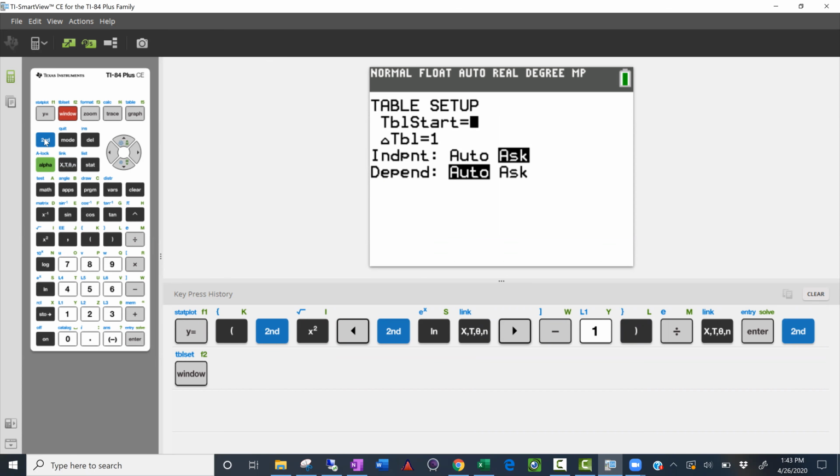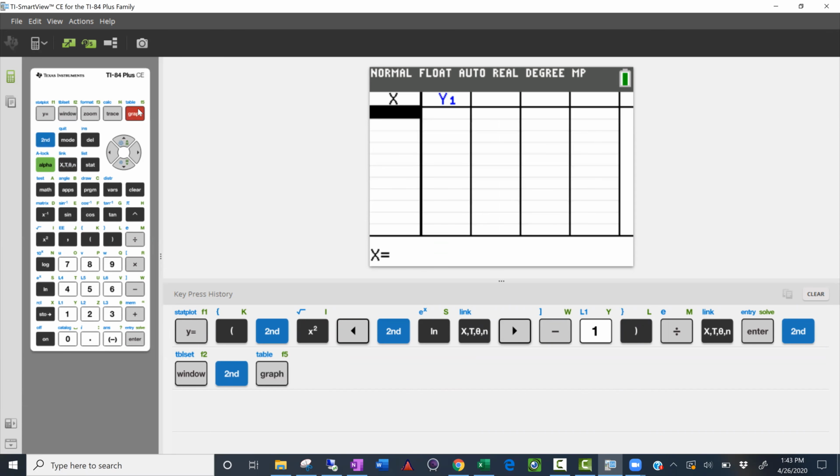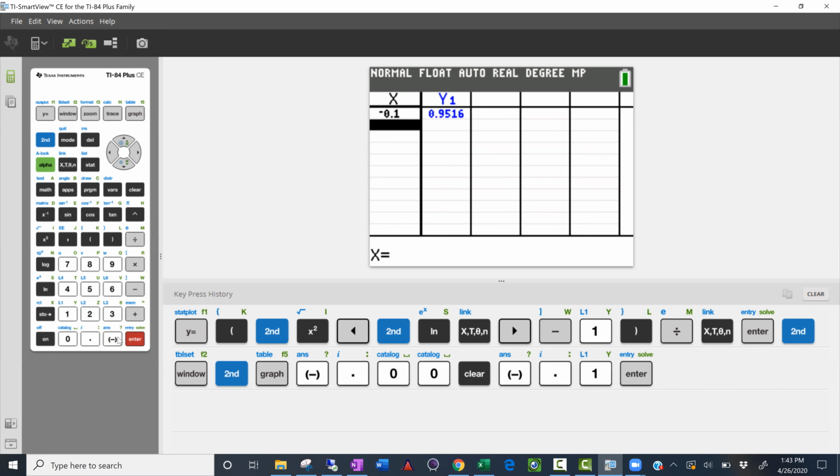So from here, hit the second key and the graph key. And if you have some values that are already here for your x, then just delete those with the delete key. Since I don't have any values there, I'll just type in the values for x that I want. Use the negative on the bottom row of the calculator to type in those negative numbers. Negative, actually, you know what? Let's start with negative 0.1 and then get closer to 0 progressively.